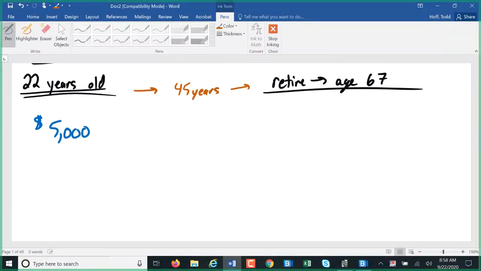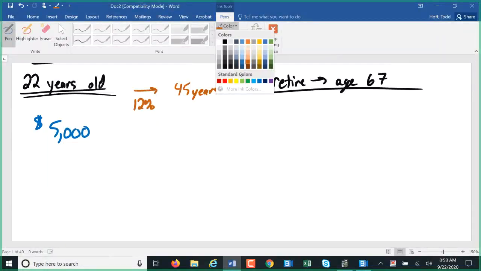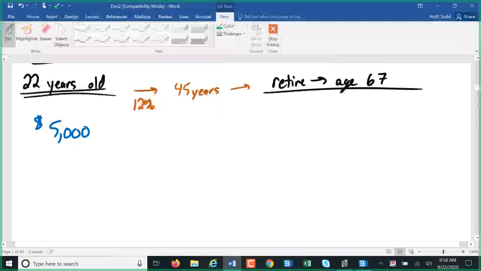So let's be conservative. Let's say you can earn a 12% gain. That means at the end of every year, you're going to have 112% of what you started with. So 112% is 1.12. That's just compounded once a year. If it's 45 years, that's going to be the power of 45.